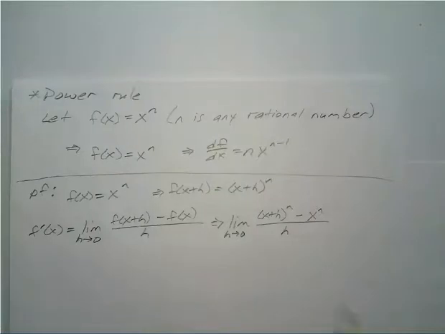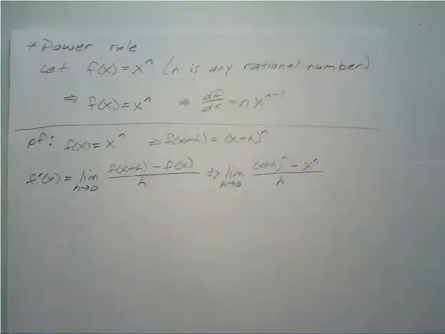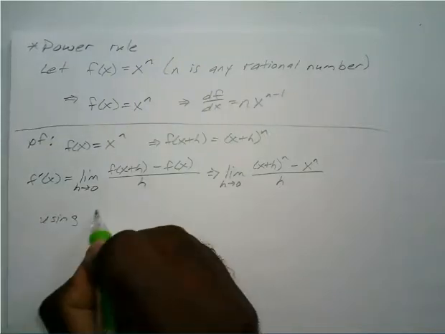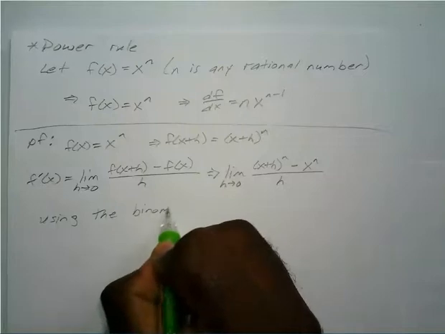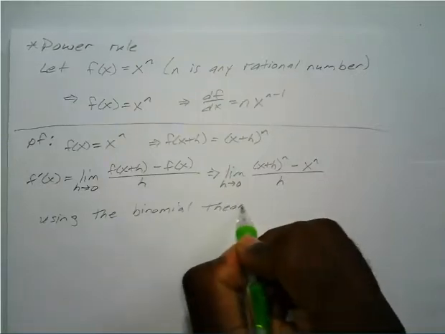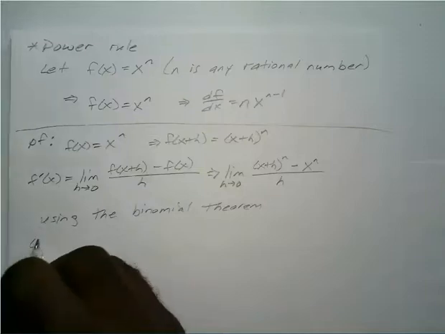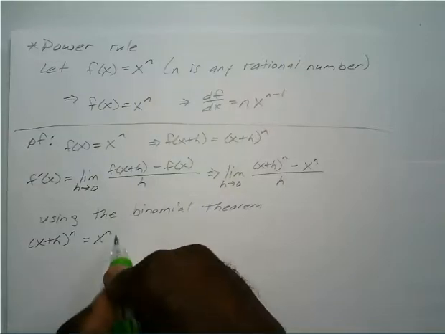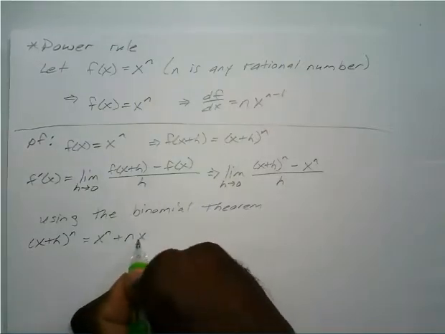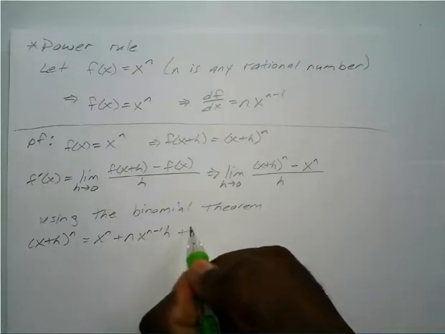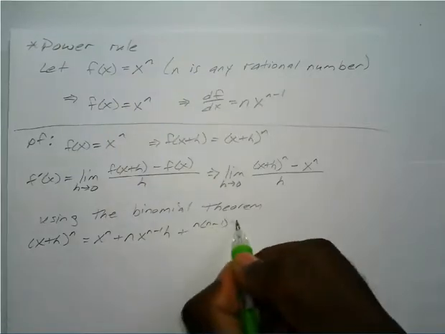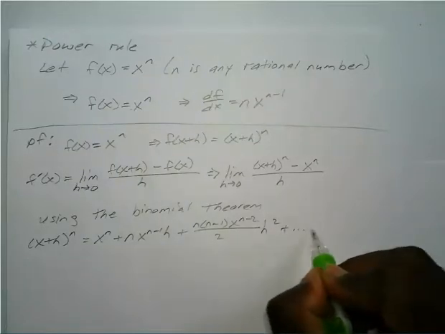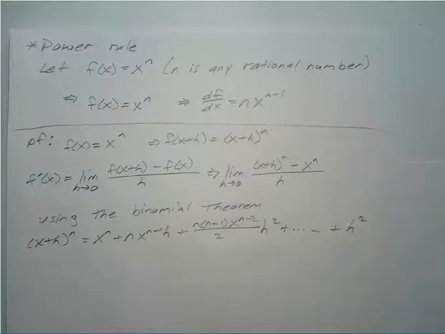Alright, so now if we use the binomial theorem on this one, at least this part here, using the binomial theorem, (x plus h) to the power of n is equal to x to the power of n plus n times x to the n minus 1 times h plus n times n minus 1 times x to the n minus 2, all over 2, times h squared, and it keeps on going all the way until you reach h to the n.